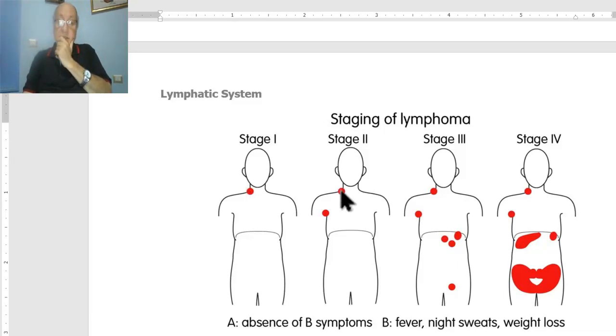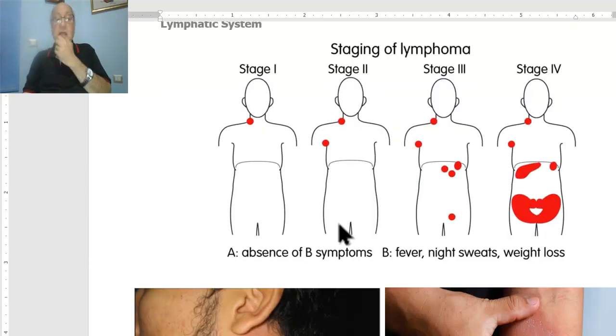But there is a second stage. What is this? Enlargement of lymph nodes in more than one anatomical region on one side of the diaphragm. In this picture, affection of lymph nodes in two anatomical regions, cervical and axillary, both above the diaphragm. This is stage two. Similarly, if there is enlargement of lymph nodes in the inguinal and abdominal regions, this is stage two: more than one anatomical region below the diaphragm, one side of the diaphragm. Therefore, above the diaphragm is one side and below the diaphragm is the other side.